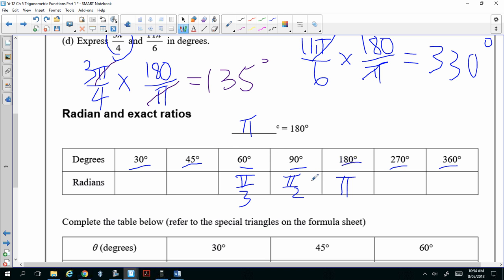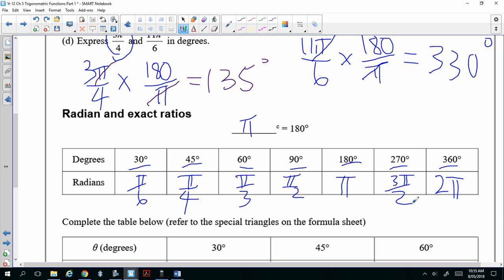And 60, 30 is half of 60. What do you do? You do half of a third, which is pi over 6. And then this one, 360 is double, 2 pi. And how about 270? 3 pi on 2. And you have to memorize them all.